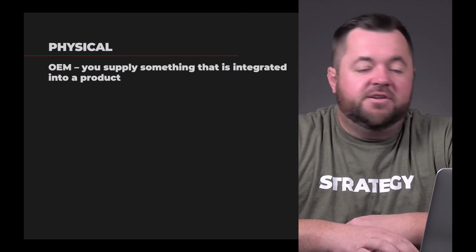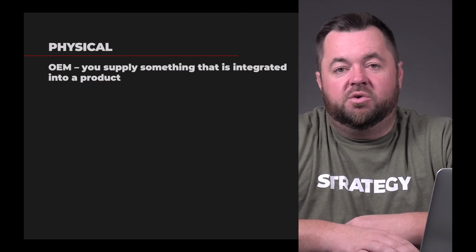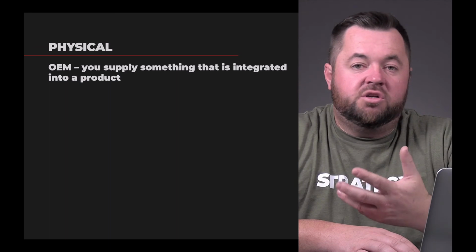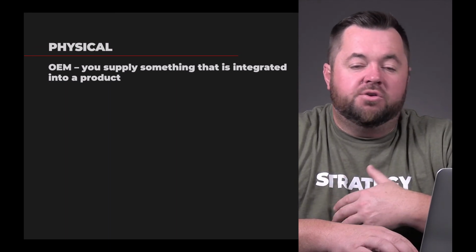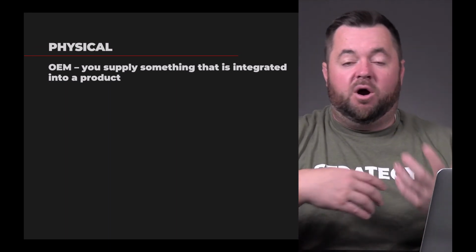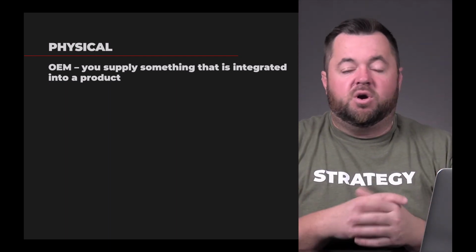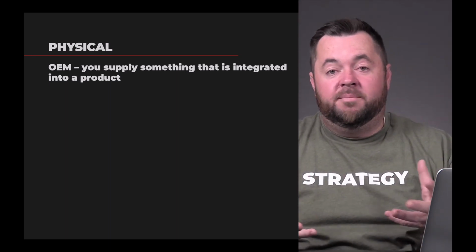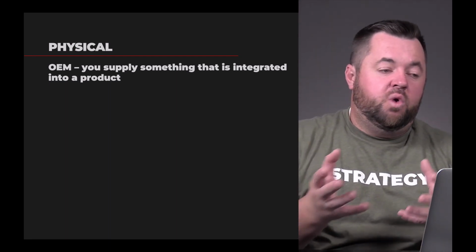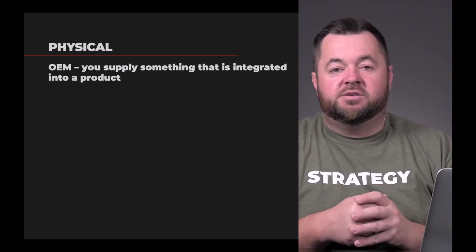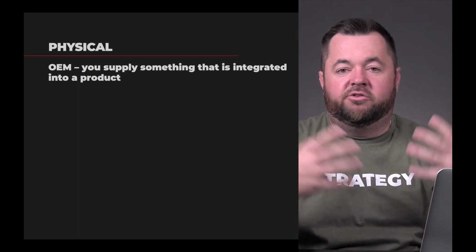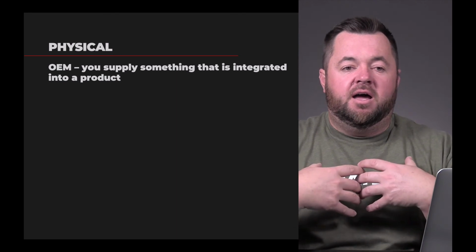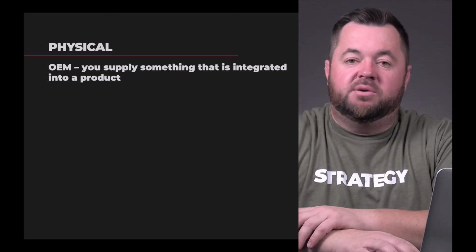So let's talk a little bit about physical channels. Physical sales channels are going to include OEM, which is original equipment manufacturing. This is where you supply something that is part of somebody's product. So maybe you're a wheel manufacturer that sells wheels to automobile makers, and they put your wheels on their automobiles.